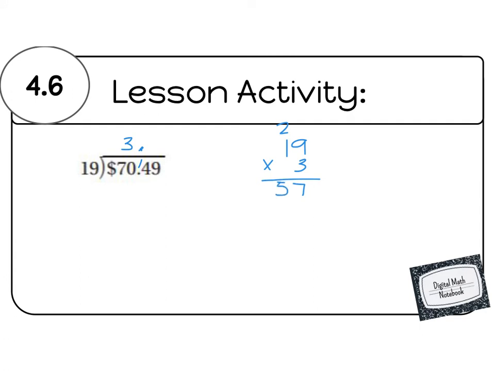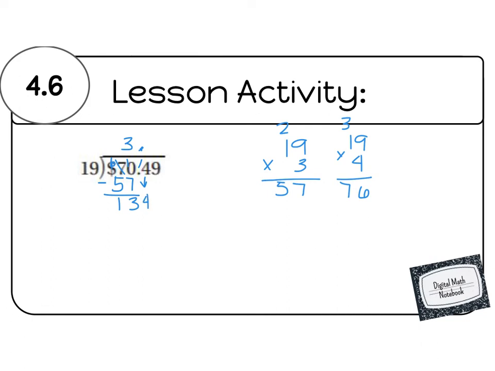Just to check, let's look at 19 times 4. 9 times 4 is 36. 4 times 1 is 4, plus 3 is 7, which gives us 76, which is too much. So it only goes in 3 times, and we're going to subtract 57. 0 minus 7 I can't do, so I have to borrow. Using all of our subtraction skills, 10 minus 7 is 3, and 6 minus 5 is 1. Now we're going to bring down that 4. All right, we have a big number, 134.